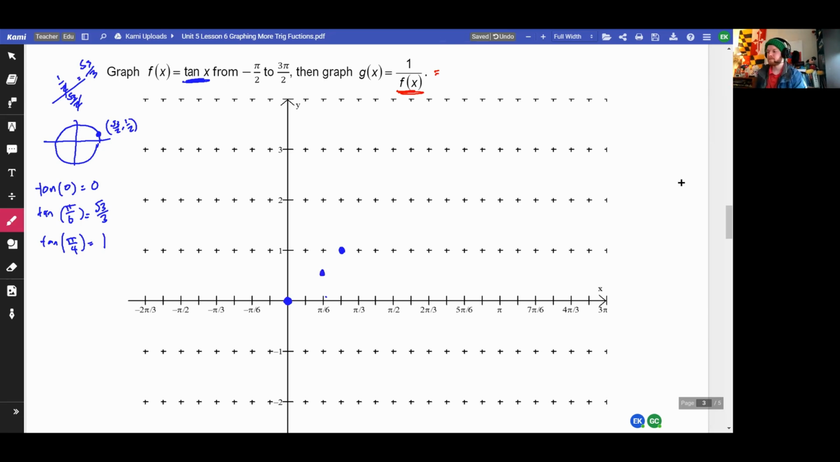All right, and tangent of pi over 3 is root 3. That is 1.7. What happens as I go to pi over 2, though? Undefined. The slope is vertical. So that's where we're going to get that point. The slope gets bigger and bigger and bigger without bound.